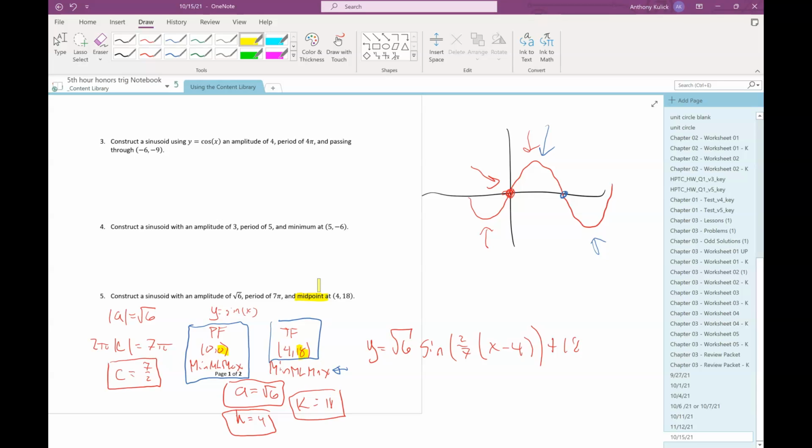Joe? Where does H come from again? As long as I'm picking a parent function point whose x-coordinate is 0, the H is going to be the x-coordinate from the transformed function. And likewise the K. If you're picking a parent function point whose x-coordinate is 0, then the K is the same as the y-coordinate from the transformed function.